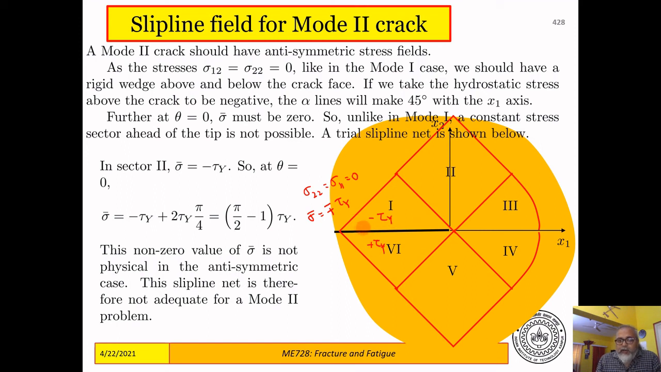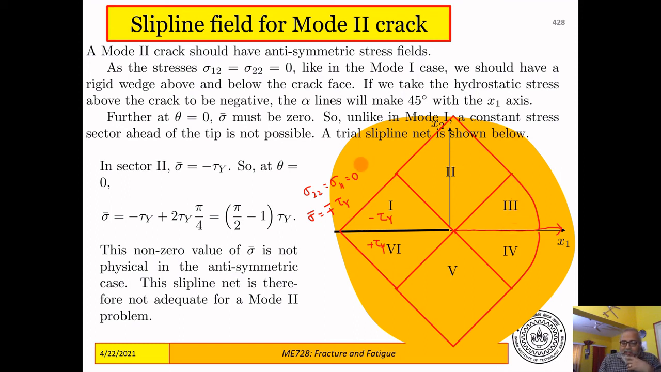So phi will be equal to plus 45 degrees in this rigid region. Now also on this line, that is on the theta equal to 0 line, you must have sigma 11 and sigma 22 equal to 0, because this is an antisymmetric problem, and sigma 12 will not be equal to 0.